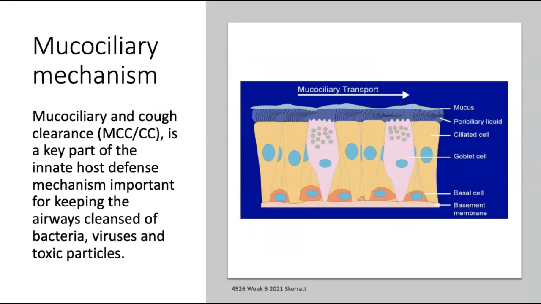It's important to understand the mucociliary mechanism. These are our defense mechanisms in our lungs. Mucociliary and cough clearance are part of the innate host defense system of the respiratory system, and it's important for keeping the airways cleansed of bacteria, viruses, and toxic particles.